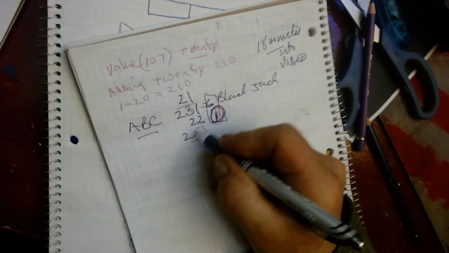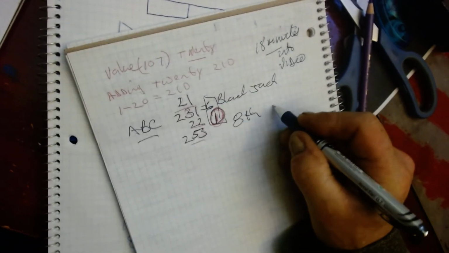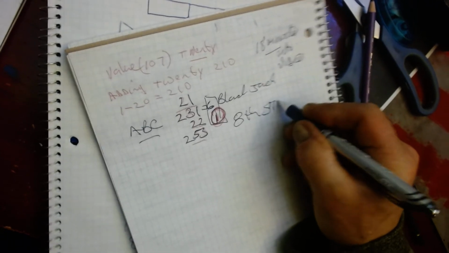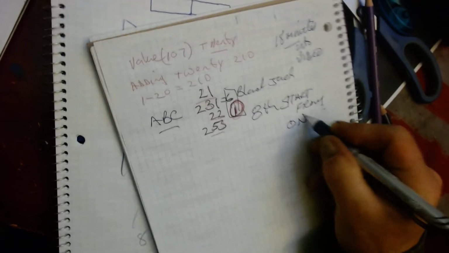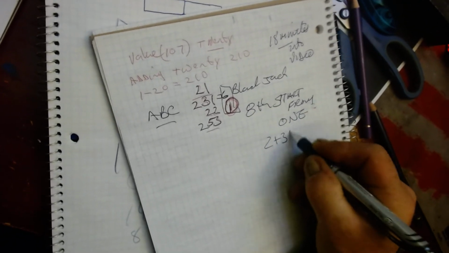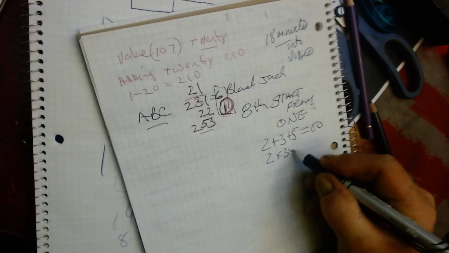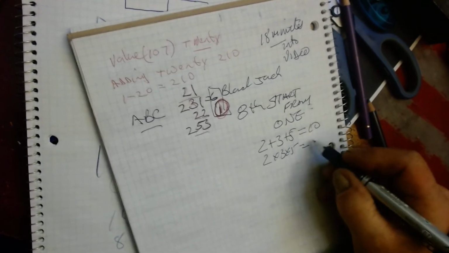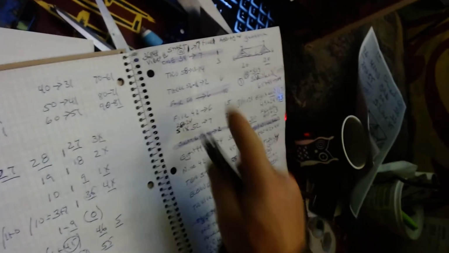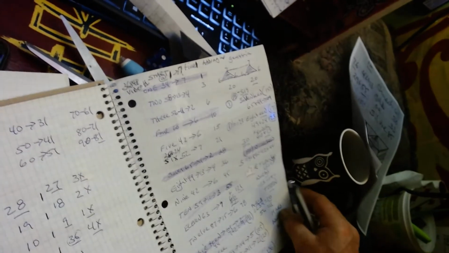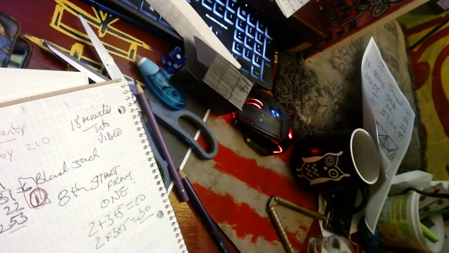So when we add on 22, it becomes 253, and this is the 8th start from 1. 2 plus 3 plus 5 equals 10. 2 times 3 times 5 equals 30. 1 and 3, to start off with 1 and 3. So it seems to make a lot of sense. So this is the 8th position.